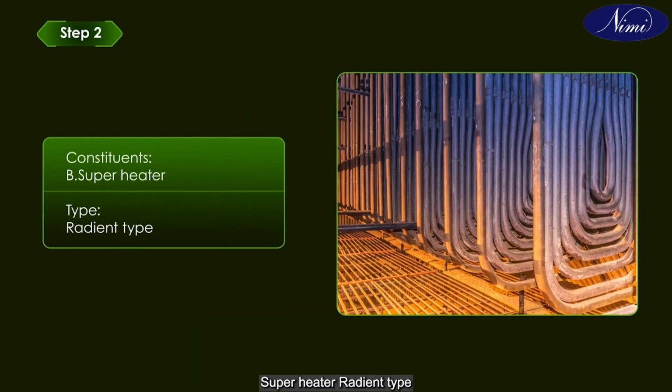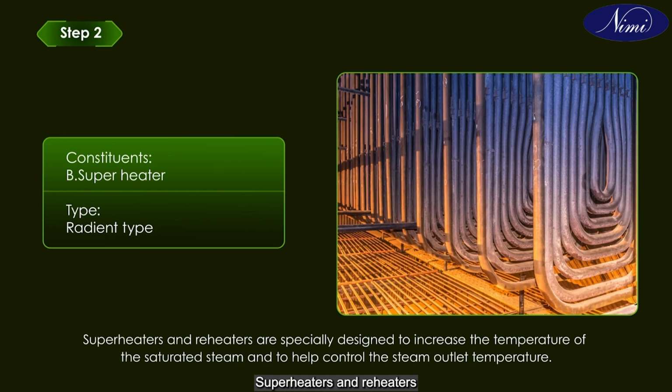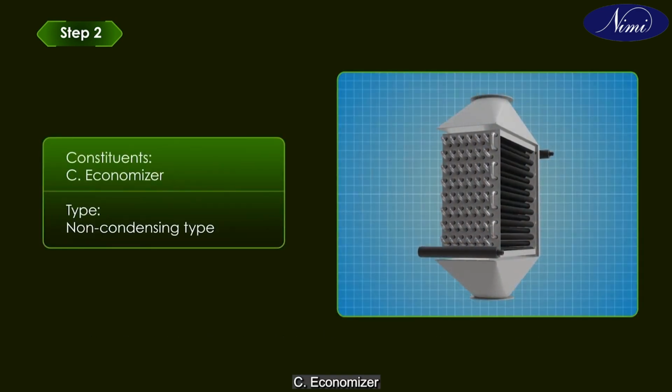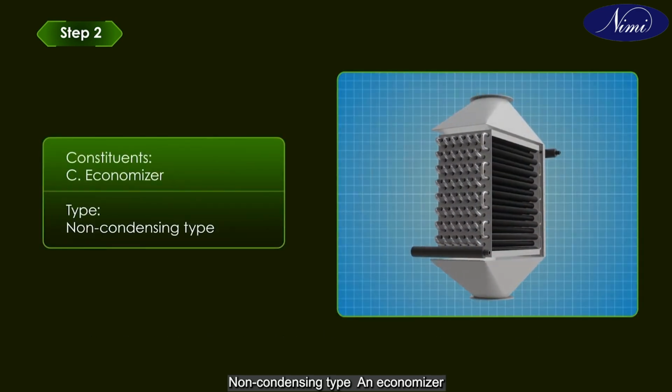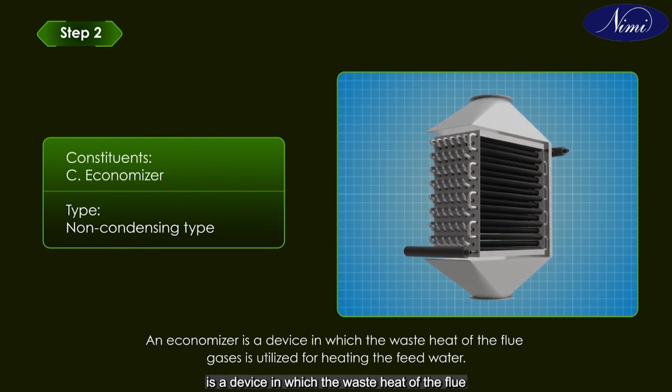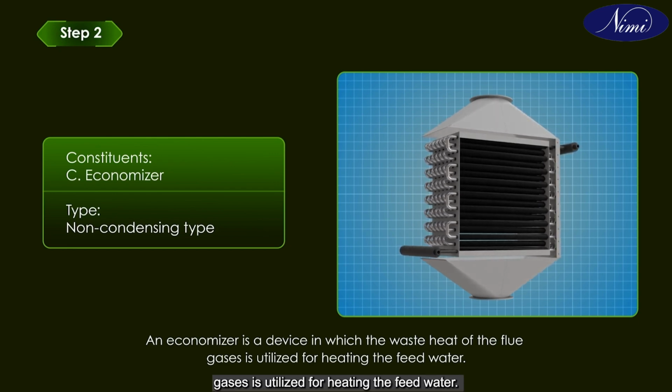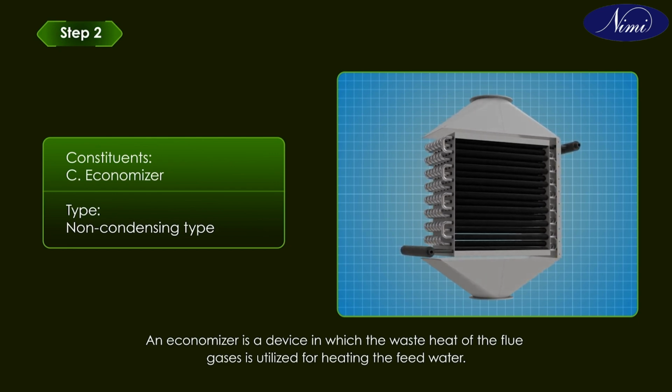B. Superheater. Radiant type. Superheaters and reheaters are specially designed to increase the temperature of saturated steam and to help control the steam outlet temperature. C. Economizer. Non-condensing type. An economizer is a device in which the waste heat of the flue gases is utilized for heating the feed water.